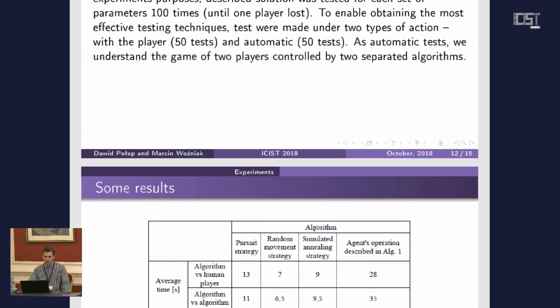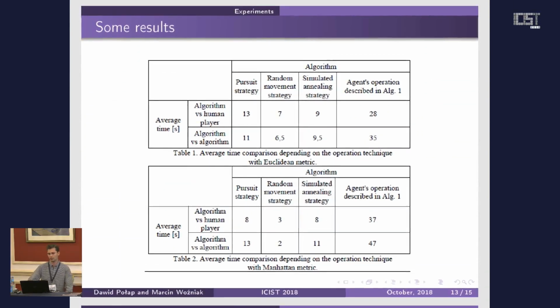And the basic test, in here we can see that we used two metrics. The first one was Euclidean and the second one was Manhattan metric. In both cases, we calculate the average time when the computer won. And it's simple to see that in the play when the algorithm played against the player, Manhattan metric was better.